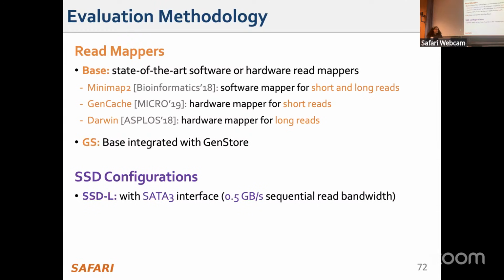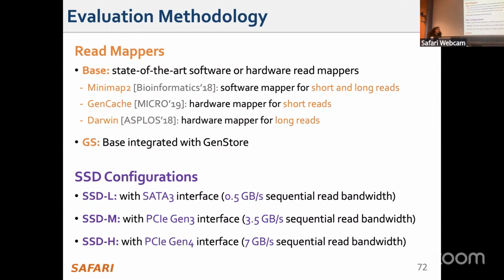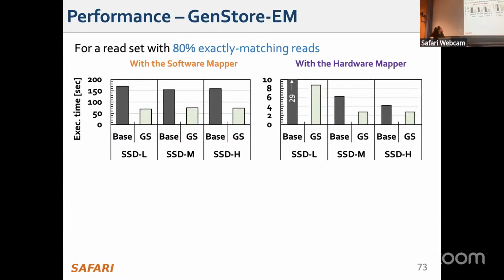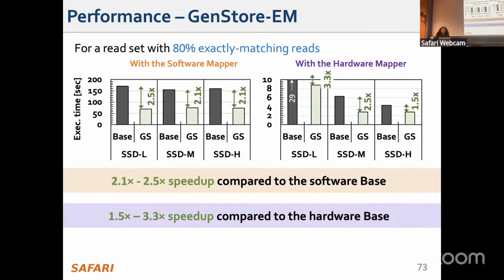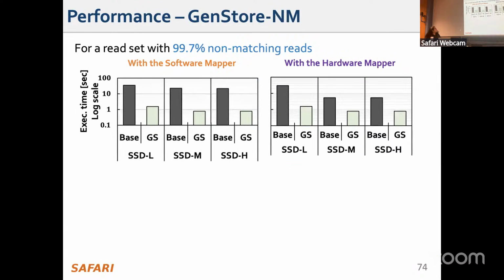We also considered various types of SSDs with various amounts of bandwidth. And here is a short read set with 80% exact matching reads. We see for software and hardware mappers the speedup that is provided in each of these cases, and the large energy reduction. But also here, let me show you for GenStore-NM.